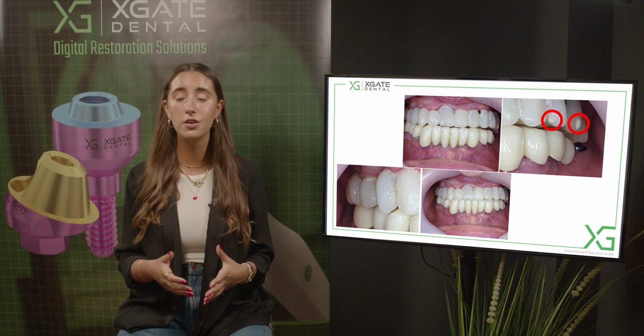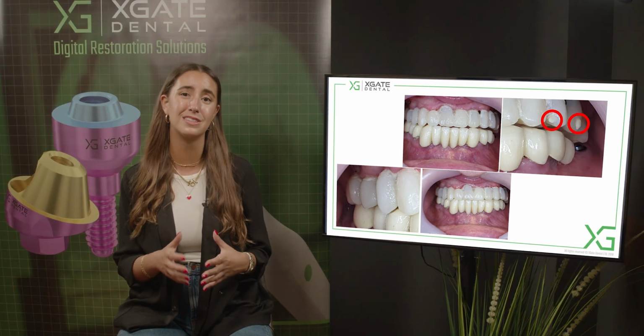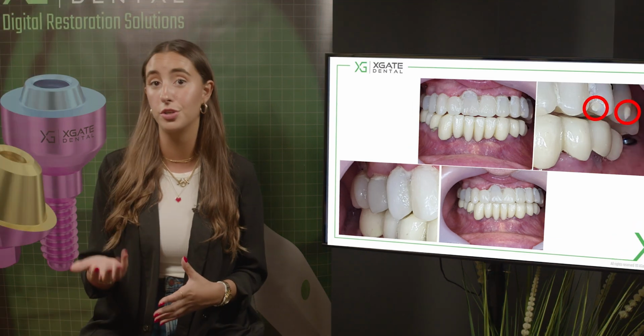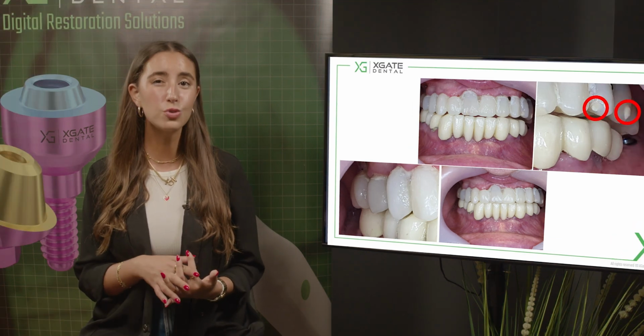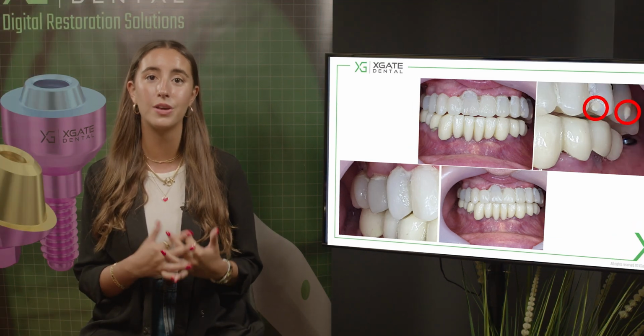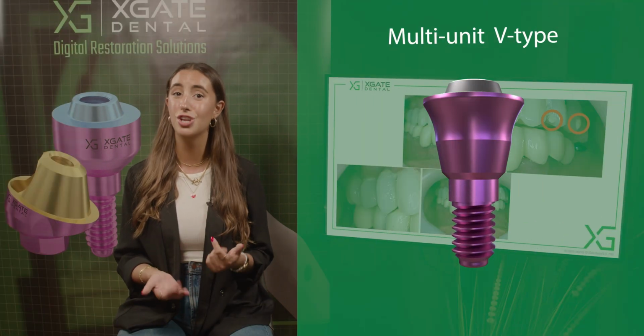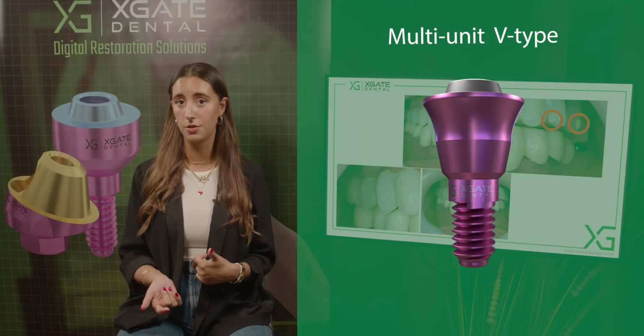You can see the screw channels, and you can see the material of the screw channels is a little bit different color than the material of the original bridge. And you can see that the screw channel will go off from the buccal part. So in this case, maybe we need to consider changing the straight multi-units to angulated ones.